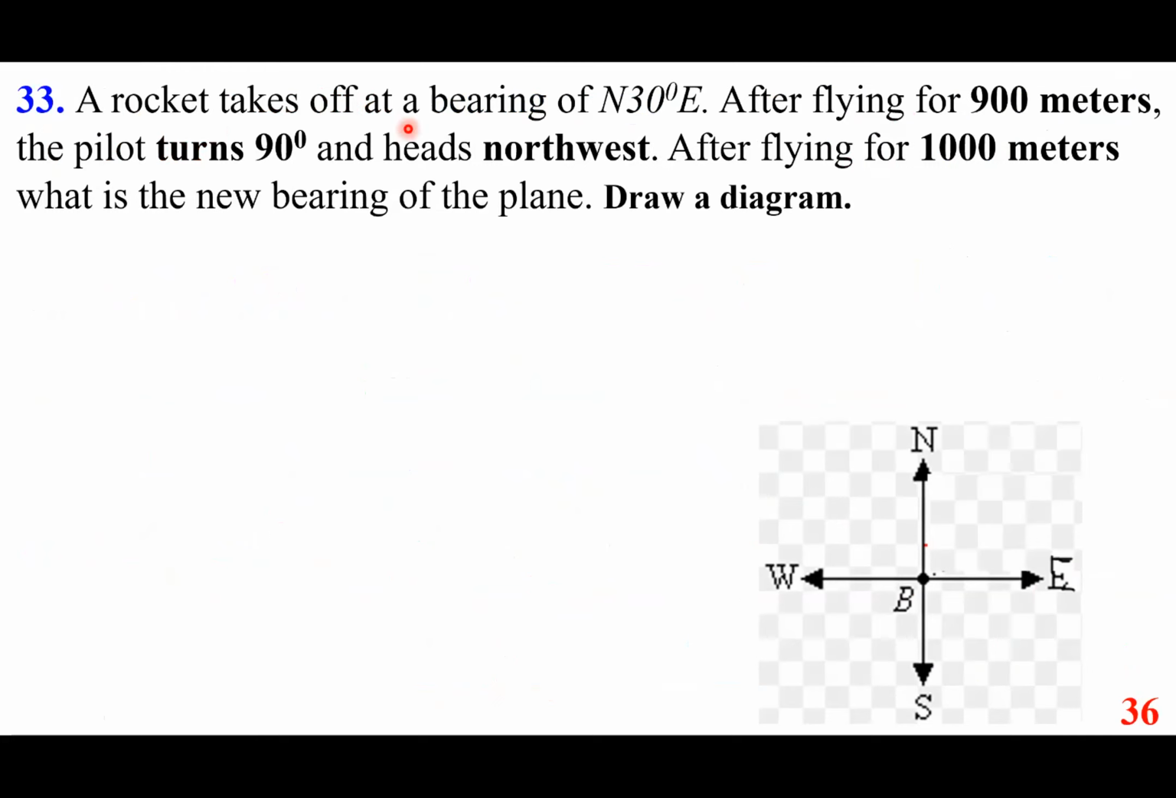A rocket takes off at a bearing of north 30 degrees east. After flying for 900 meters, the pilot turns 90 degrees and heads northwest. After flying for 1,000 meters, what is the new bearing of the plane? Draw a diagram. So let's discuss a couple of things.